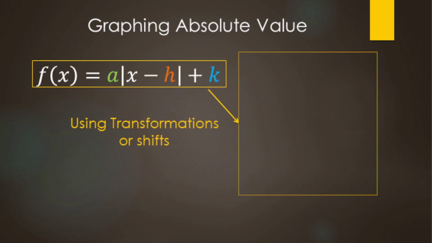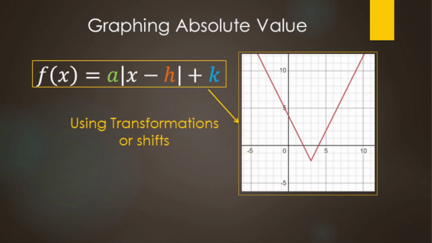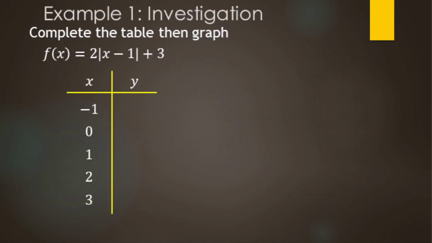So in this video, we are going to be graphing absolute value functions. So we're going to start with a function and graph it. And kind of the process we're going to be using is called transformations or shifts. We're going to do a quick investigation here just to get the basic idea of what the shape of an absolute value function looks like.